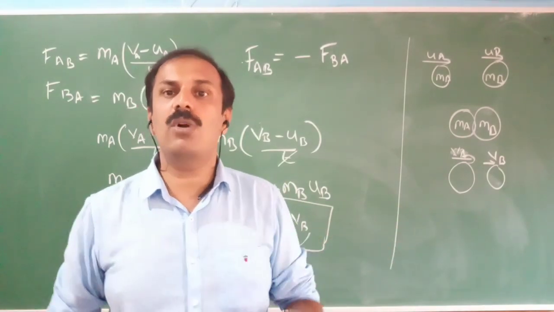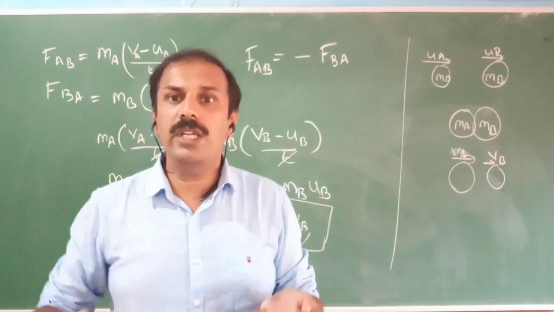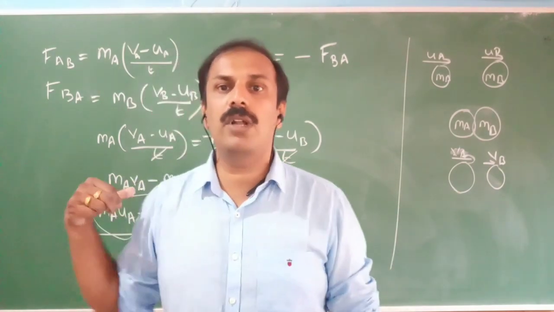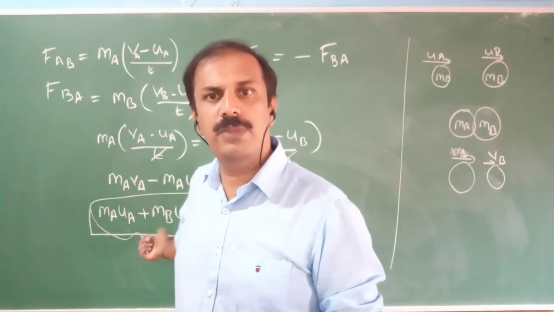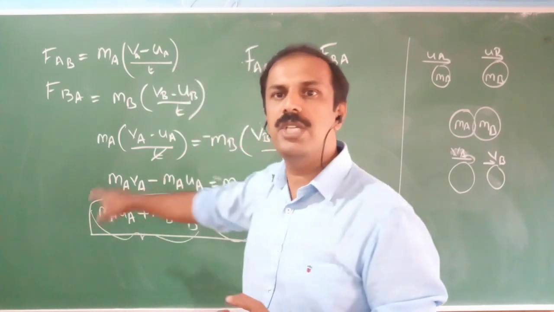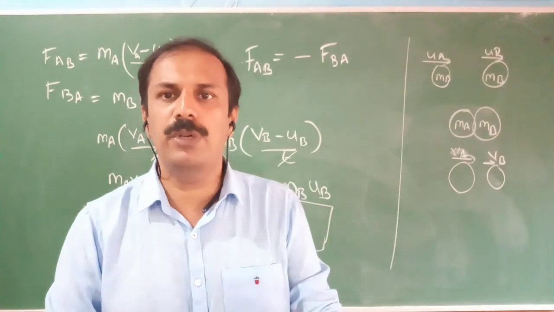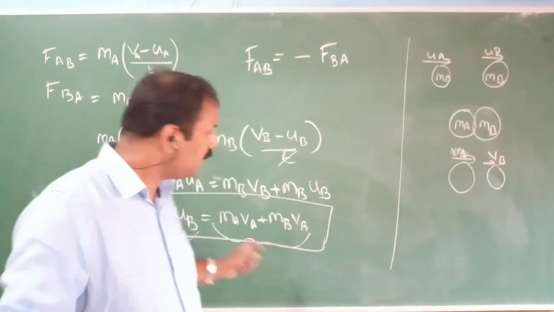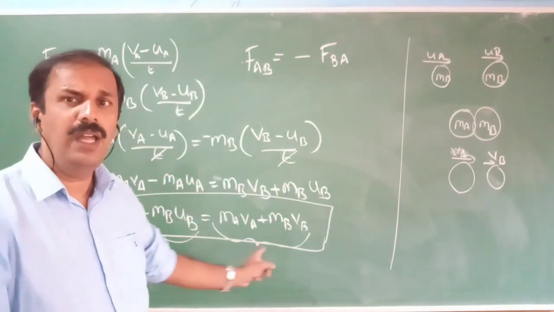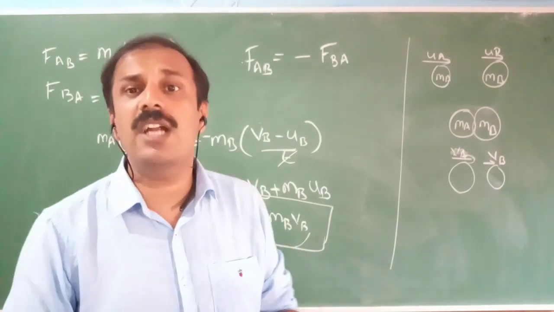That coming back is called recoil. So the recoiling of a gun is a very important example of conservation of momentum. That is, initial momentum is equal to final momentum. That is called conservation of momentum. So here this equation explains the conservation of momentum.